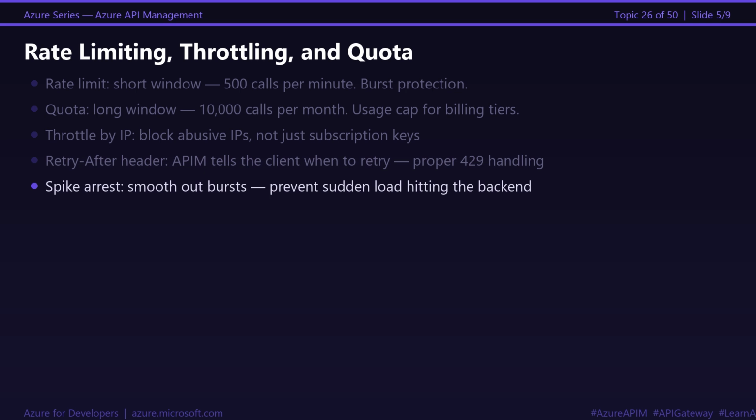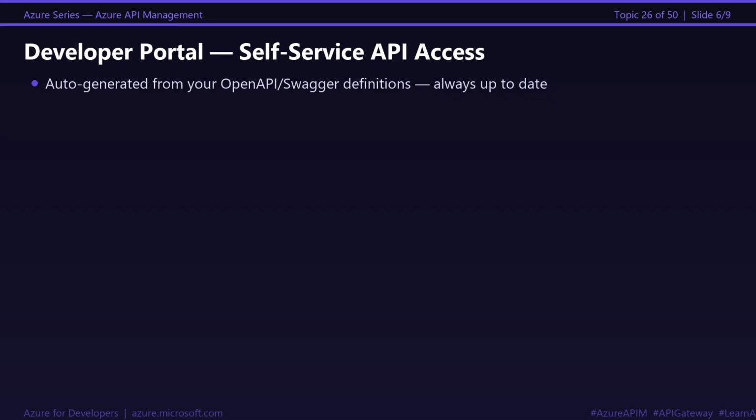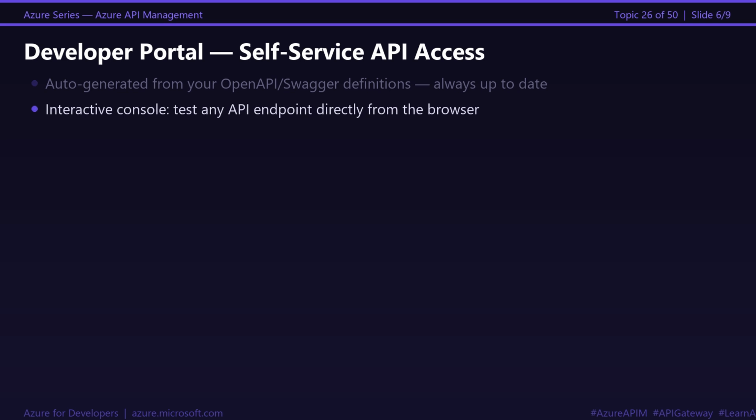The developer portal is the part that saves the most engineering time. When you import an API into APIM, the portal automatically generates documentation from it. Every endpoint, every parameter, every response schema. Interactive, developers can test your API directly in the browser. They fill in parameters, hit send, see the real response. This replaces the internal wiki page that is always 6 months out of date. Because APIM generates it from the actual API definition, it is always current.